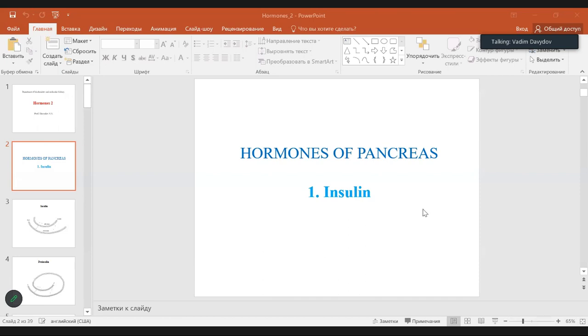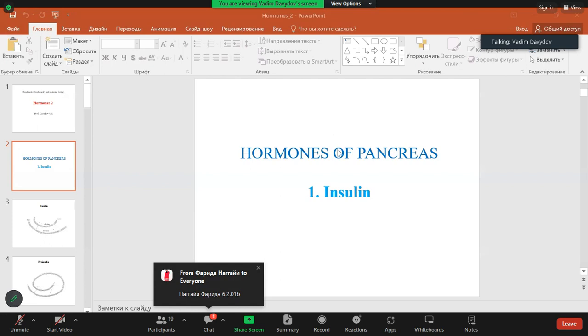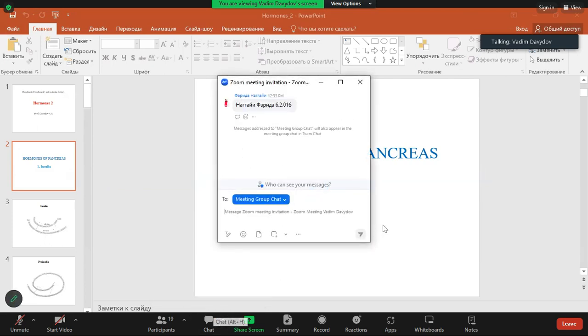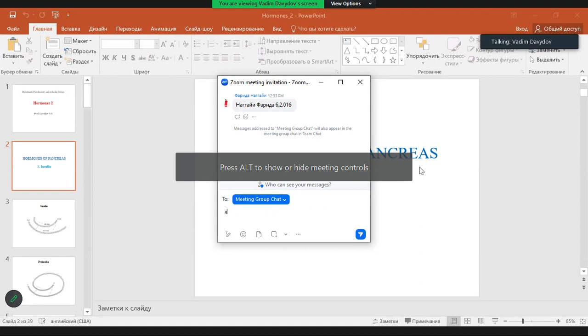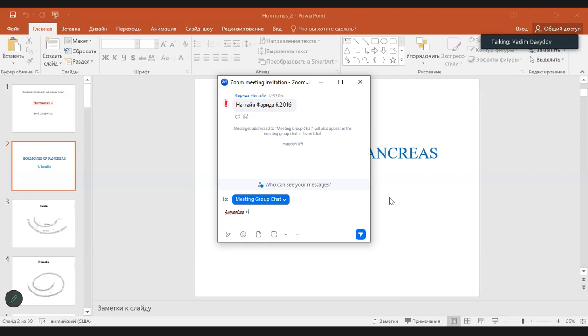My dear colleagues, you know histology, and you know the endocrine part of the pancreas is very complex. It consists of different kinds of cells: alpha, beta, delta, F cells, and others. Each cell of the islets of Langerhans of the pancreas is specialized in the production of certain hormones. For example, alpha cells produce glucagon. Today we will talk about that hormone.